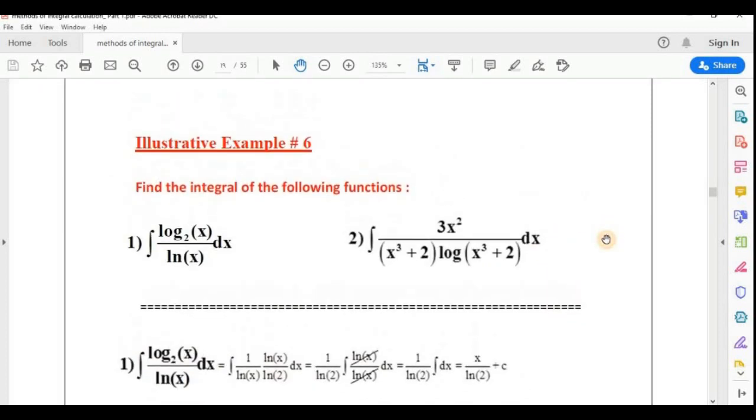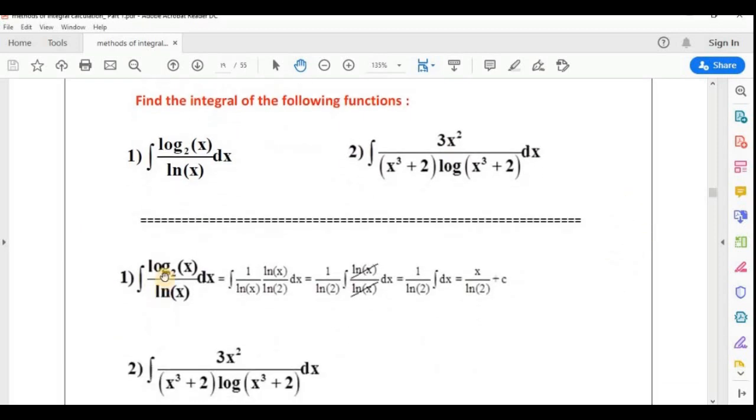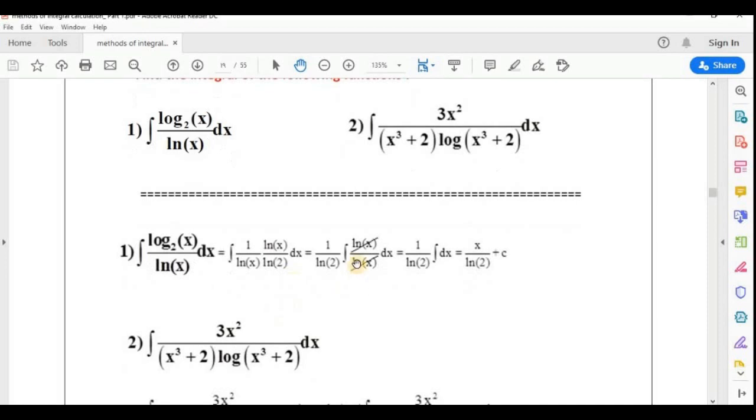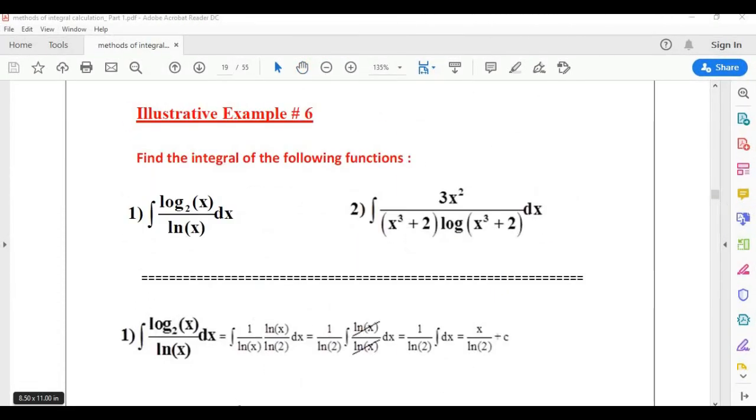Let's see this example. Find the integral of the following function. We have log, so we will transfer it to the natural logarithm. So it will be the integral of 1 divided by ln x, we will keep it as it is. And look here, we will transfer it to the natural logarithm. So it will be ln x divided by ln 2. With the simplification, it will be easy to find the integral.